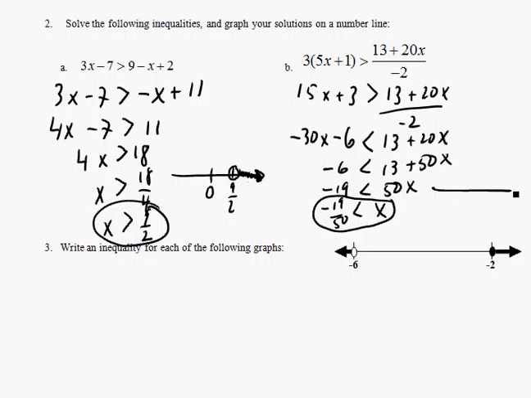And if we graph that on a number line, we would graph all of the values to the right of negative 19/50, because if negative 19/50 is less than x, that means x is greater than negative 19/50. So I will put an open circle at negative 19/50, since we're not including that value, and then shade all of the points to the right.